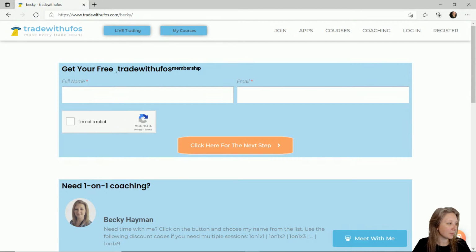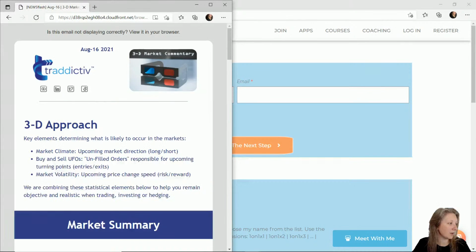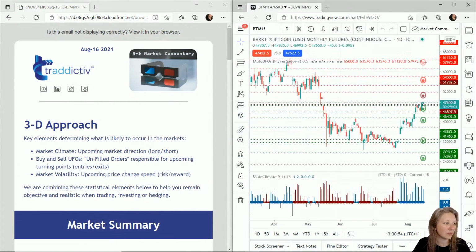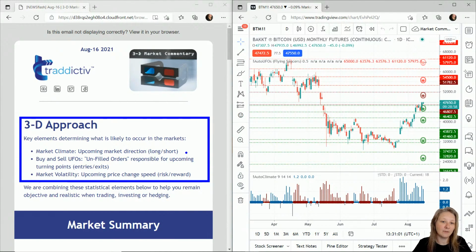Now let's bring up the news flash, the 3D market commentary with the relevant market data, of course. So our 3D approach is 3D because we look at 3 major elements. Now the first one we're looking at is market climate. So for each of these markets, where do we have probabilities? Essentially, that's what we're looking at. Do we have probability upwards? Do we have probability downwards? Or do we have probability nowhere? And therefore, do we buy? Do we sell? Or do we do nothing?